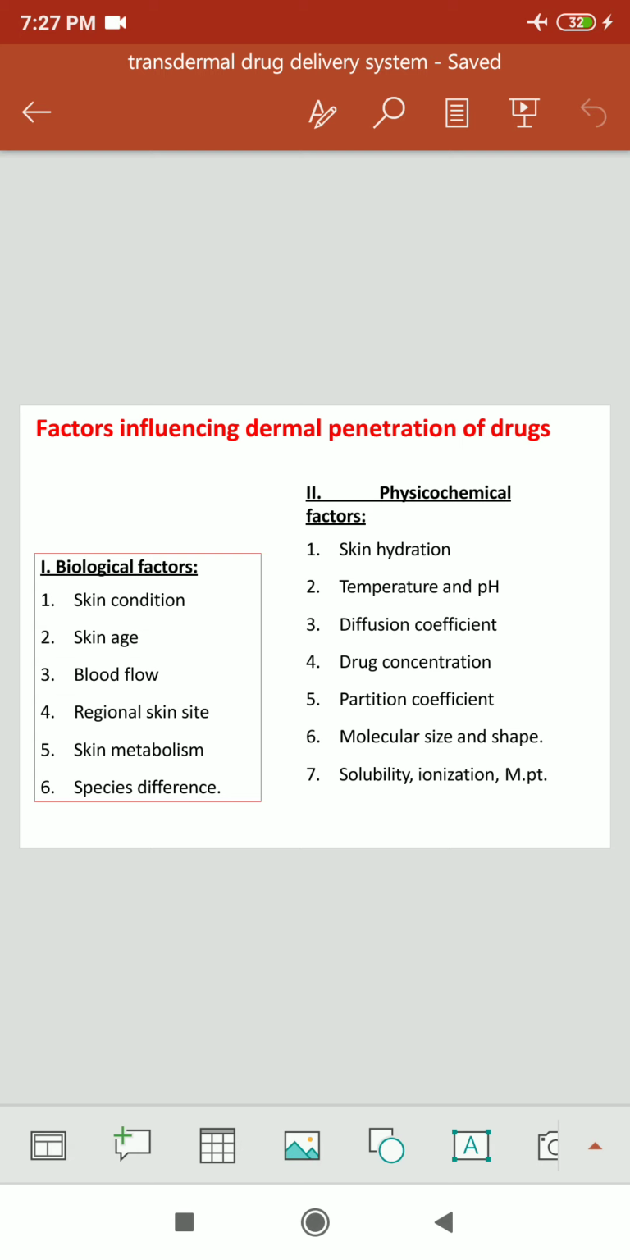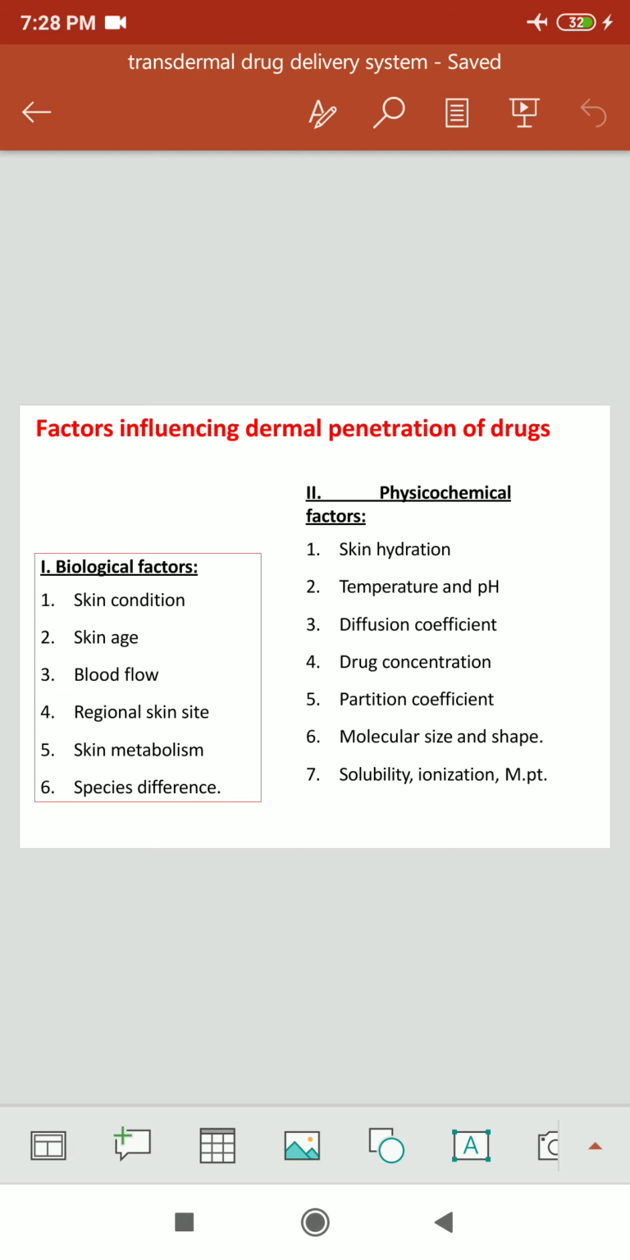Factors affecting the penetration. Biological factors: skin condition, whether it is dry skin, wet skin or oily skin. Next, skin age matters here. Children have thin skin, elderly persons have thin skin, so the age of the person matters. Blood flow, regional skin site, skin metabolism, and species difference. These are the biological factors.